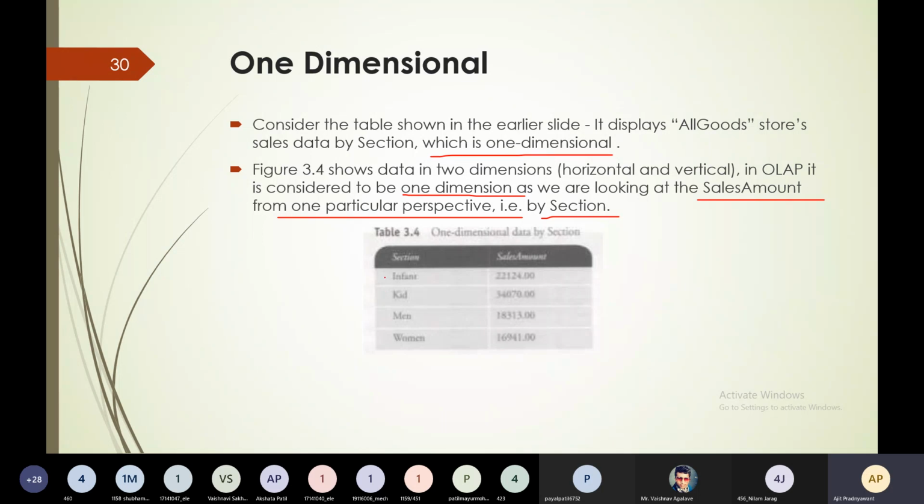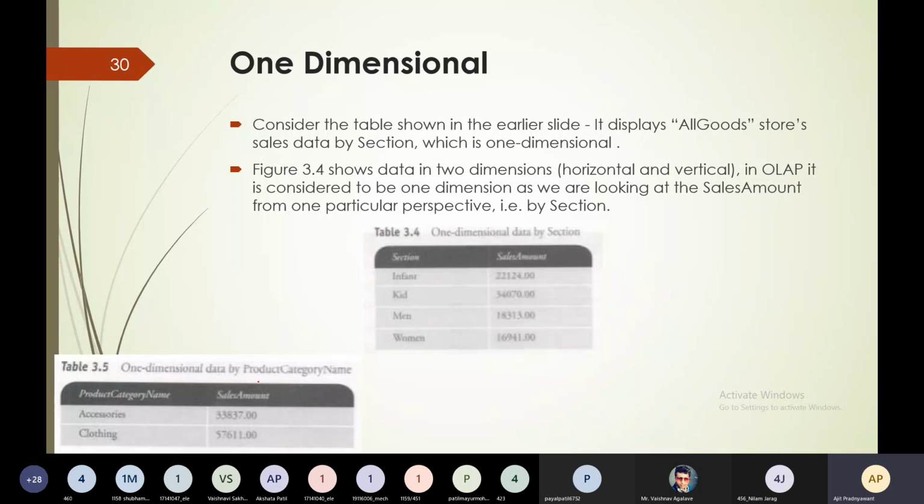So the infant section will have this sales amount, the kids section will have this amount, the men section will have this amount, and the woman section will have this amount. So this is called one dimension, given the name one dimensional data by section. Next is one dimensional data by product category. So this is the product category, accessories, and this is the total sale amount. This is the clothing, and this is the total sale amount. So the table name is given one dimensional data by product category.